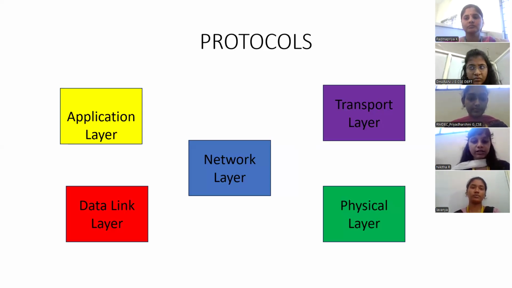It provides user interface and supports services such as email, remote file access and transfer, shared database management, and several types of distributed information services. Functions of the application layer: network virtual terminal, file transfer access and management, mail services, and directory services.